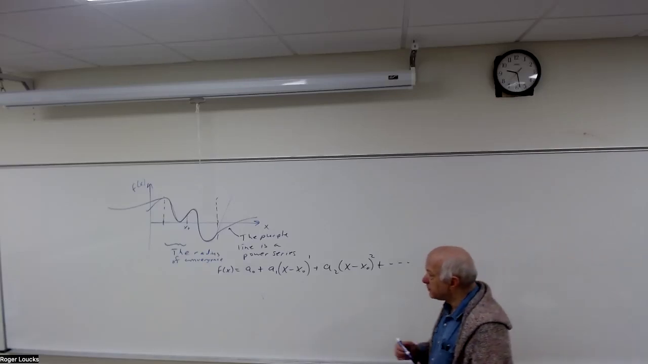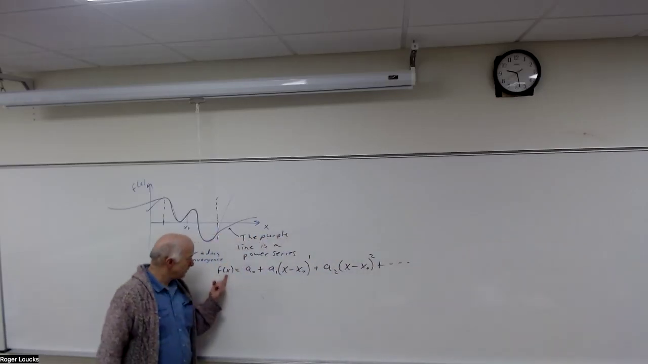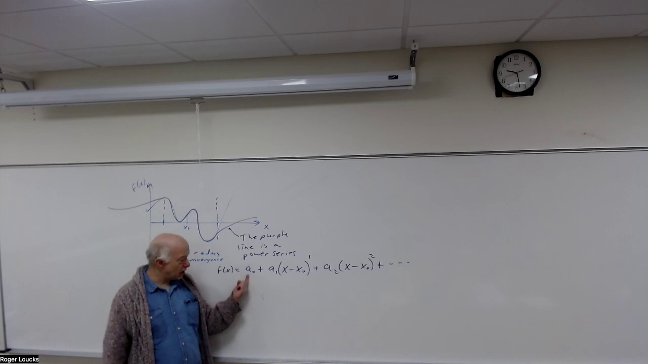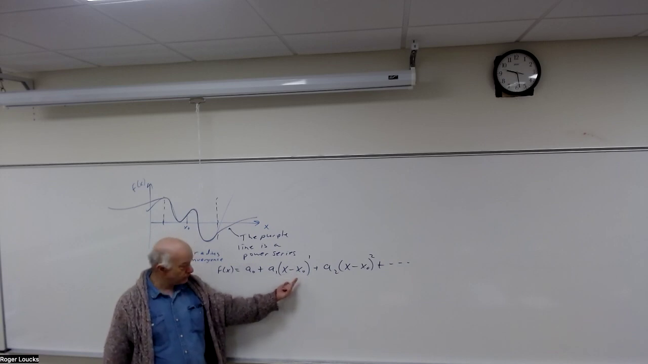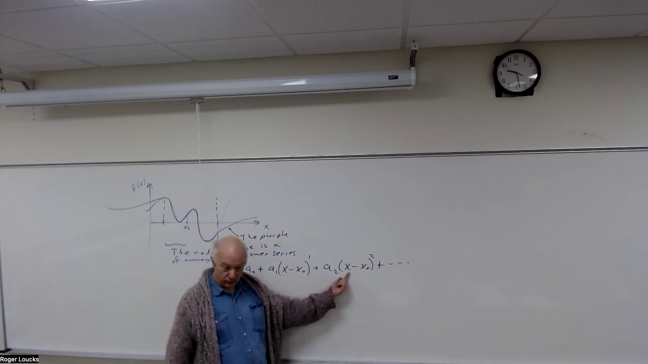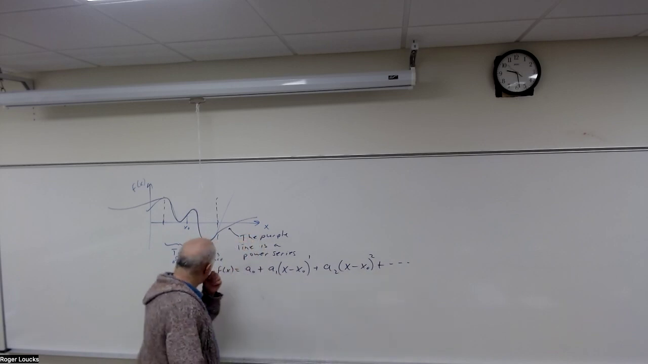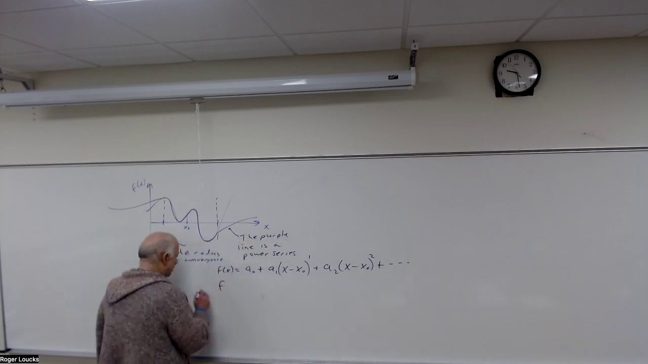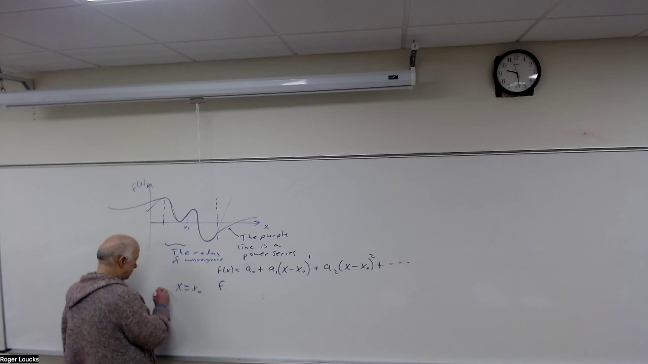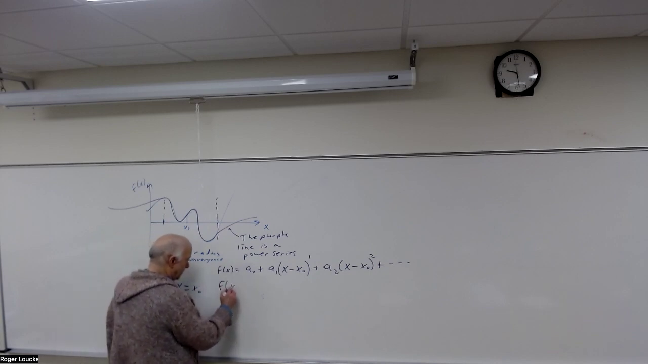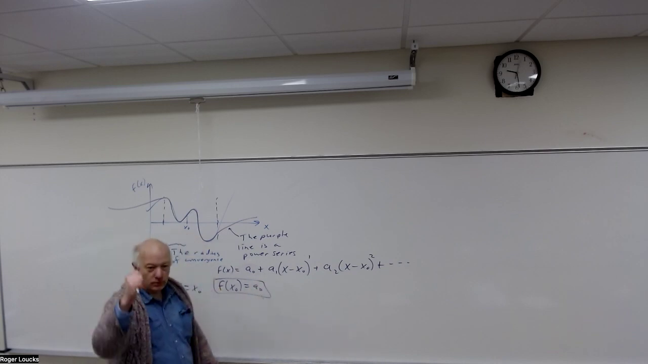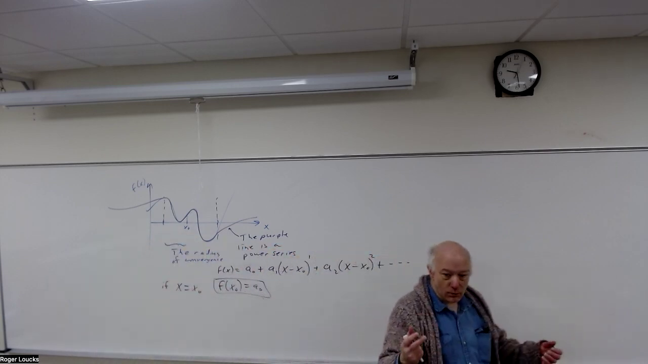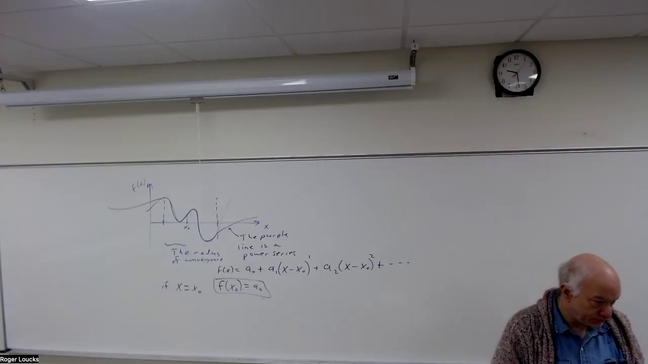Okay, what happens if I put in x naught here? If I say x equals x naught, I get a naught here. What does this term become? 0, because it's x naught minus x naught, so 0. This term becomes 0. All the terms become 0. So what I have here is that f of x naught equals a naught. Hey, I got the first term. Woohoo! Good.